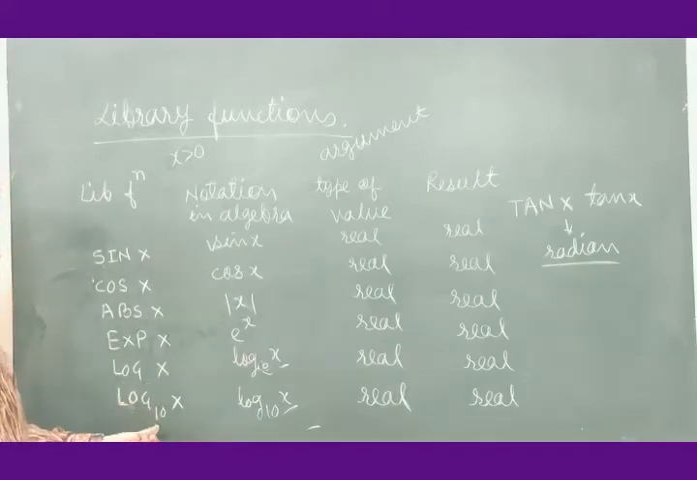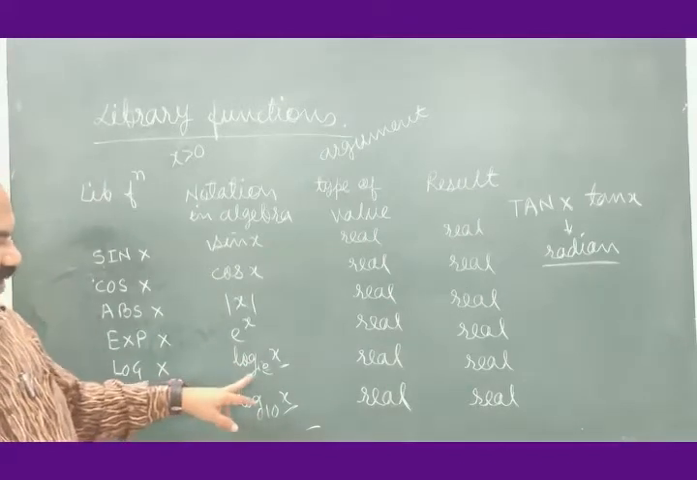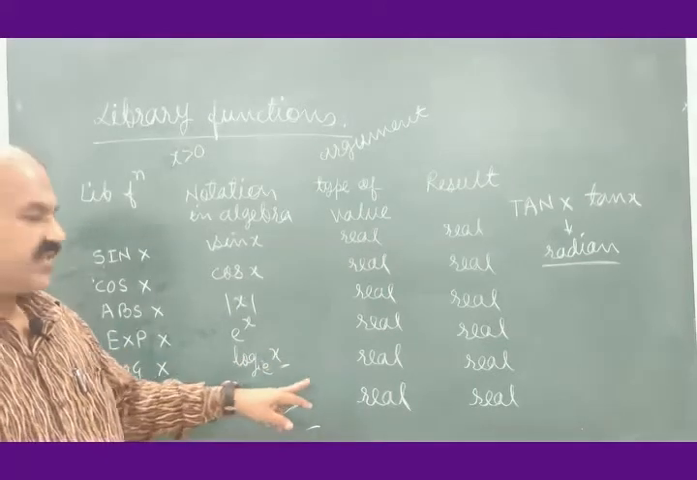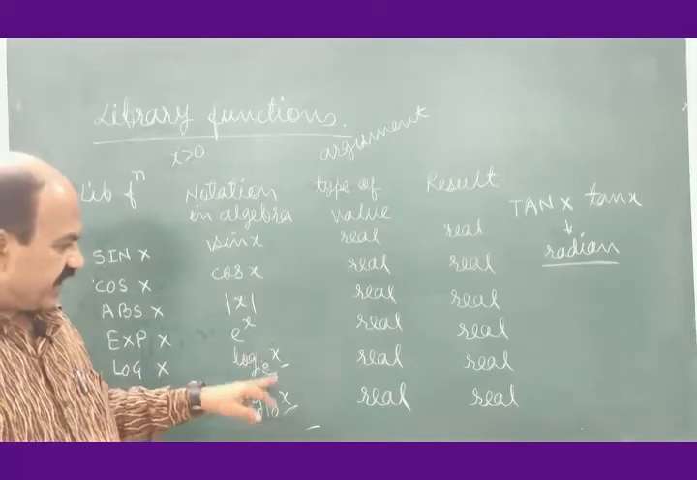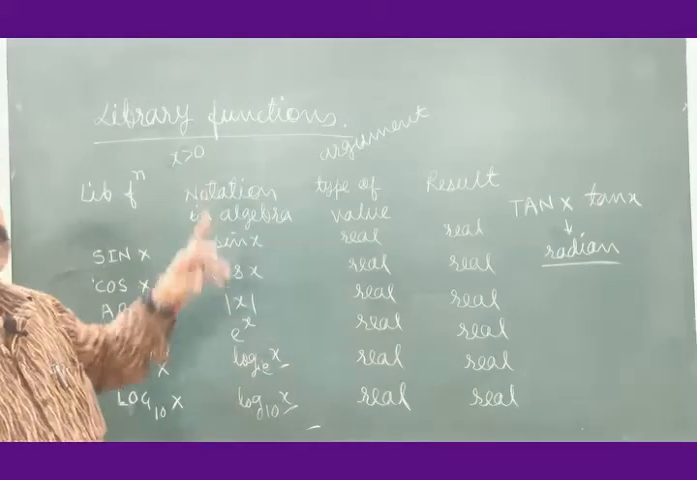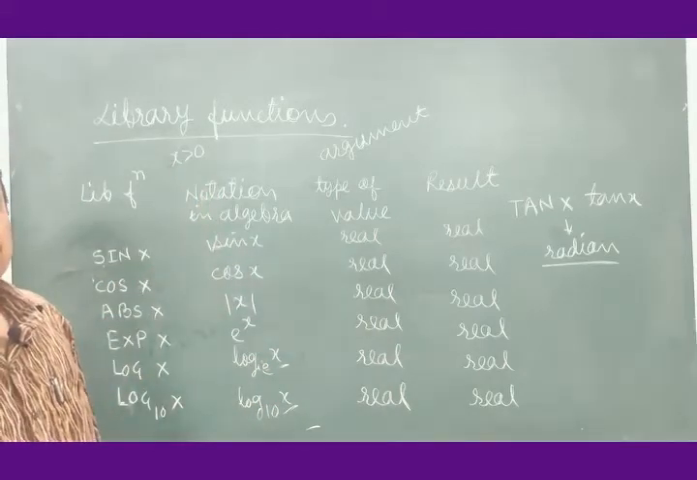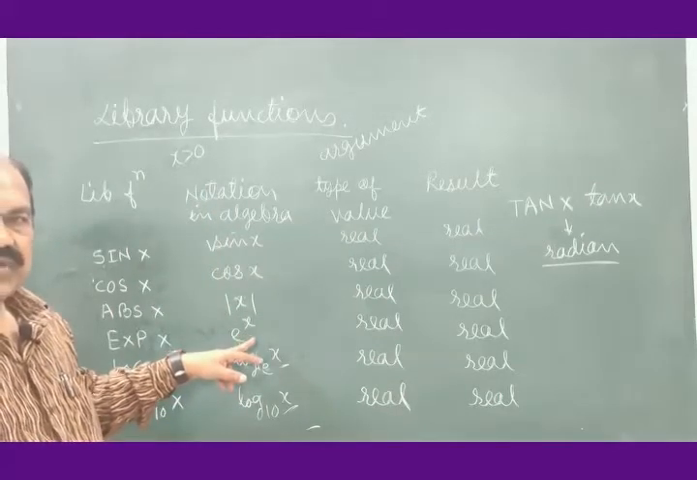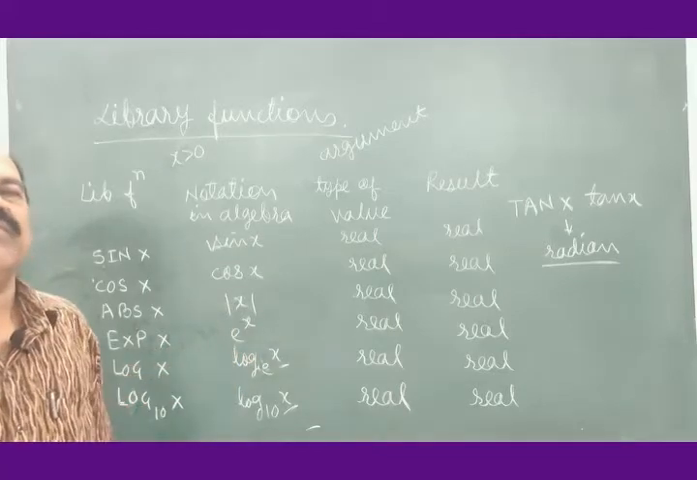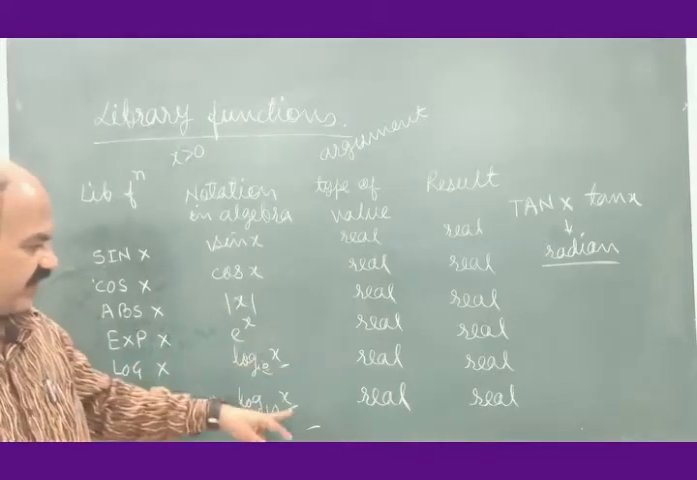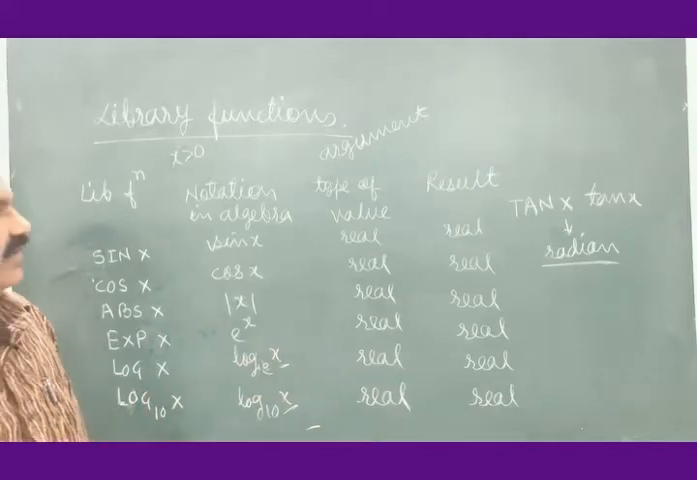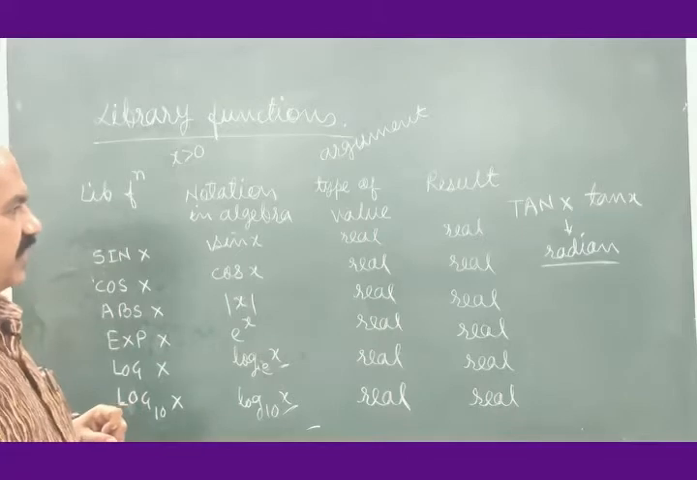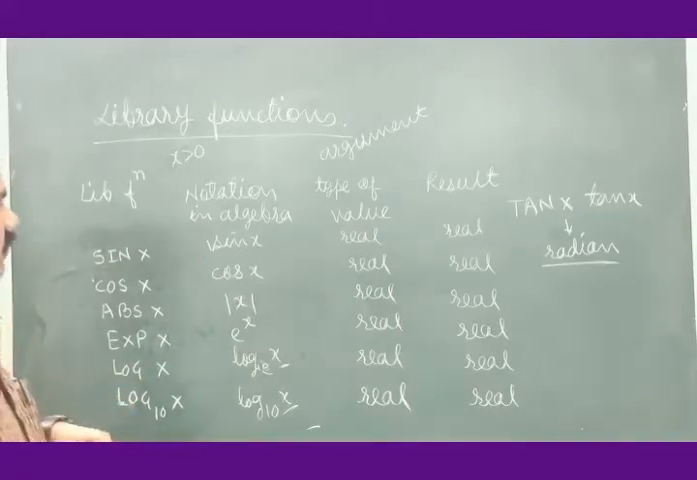Log x, log to the base e of x, log to the base 10 of x. In this case, this argument should be greater than 0. It should not be 0. Here the argument should not be 0. Okay. So these are some library functions. You can go for one more.